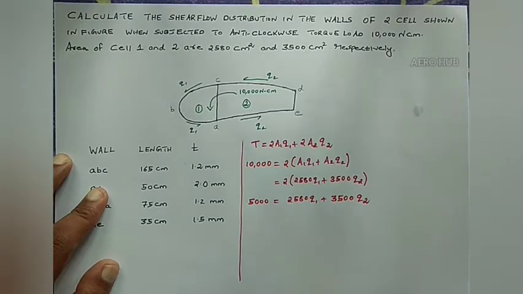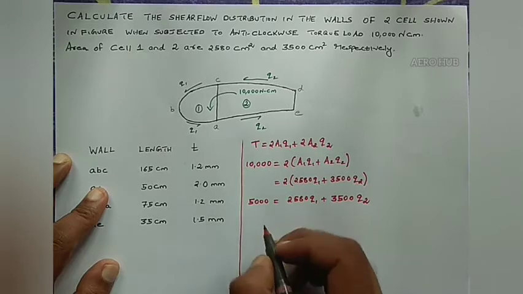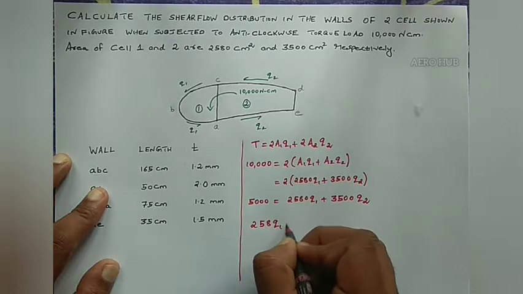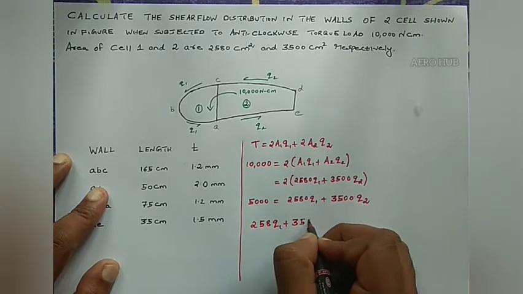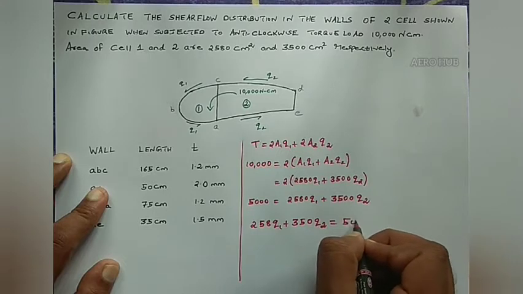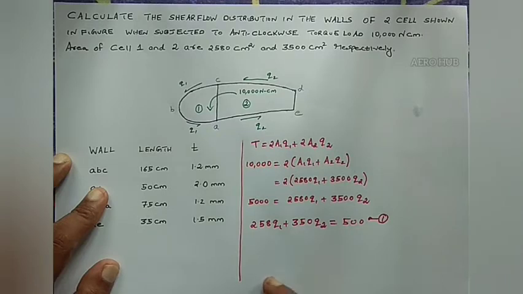Now I can divide this equation on both the right hand side and left hand side by 10. So I will get 258 Q1 plus 350 Q2 equal to 500. This will be equation number 1. Okay, 258 Q1 plus 350 Q2 equals 500. This is equation number 1.